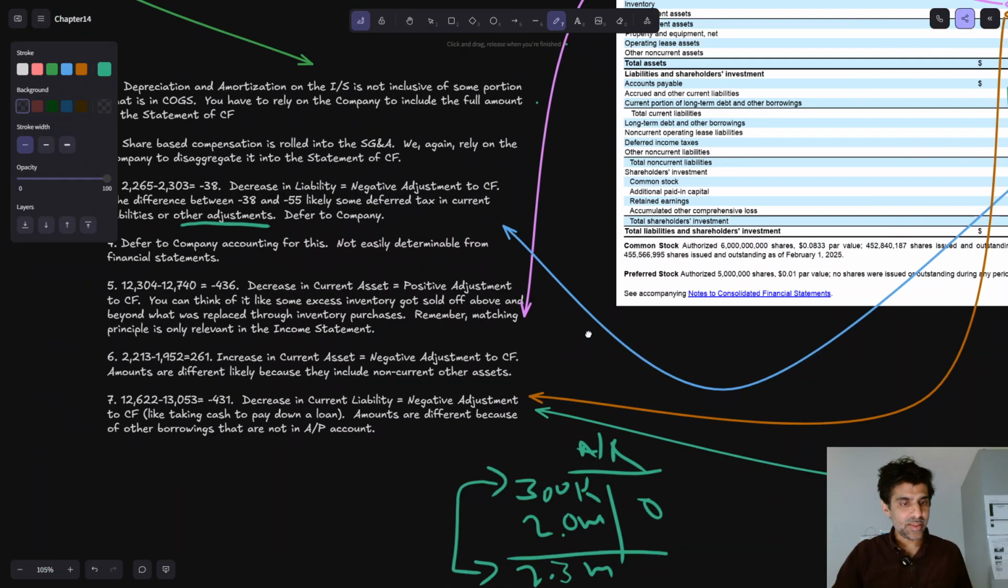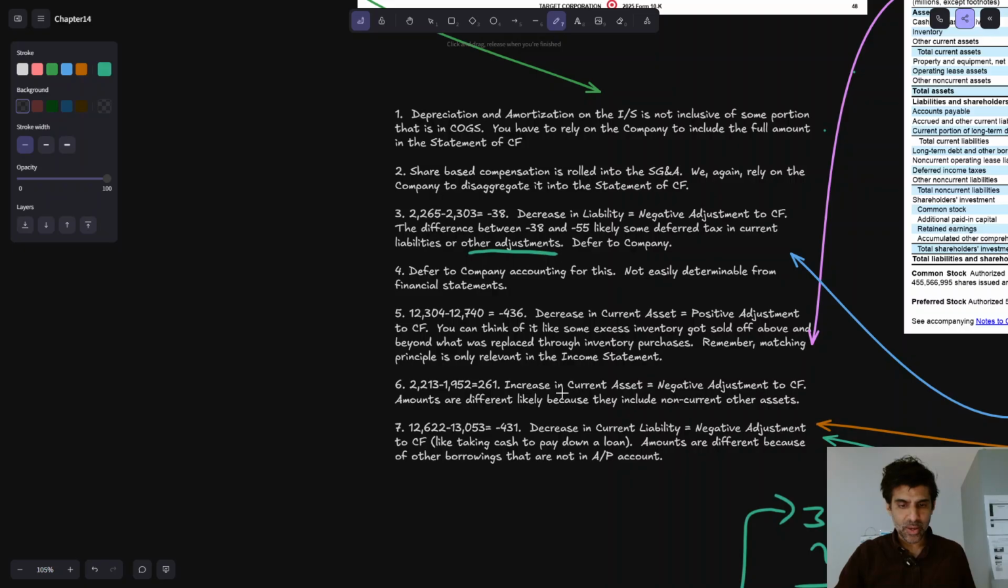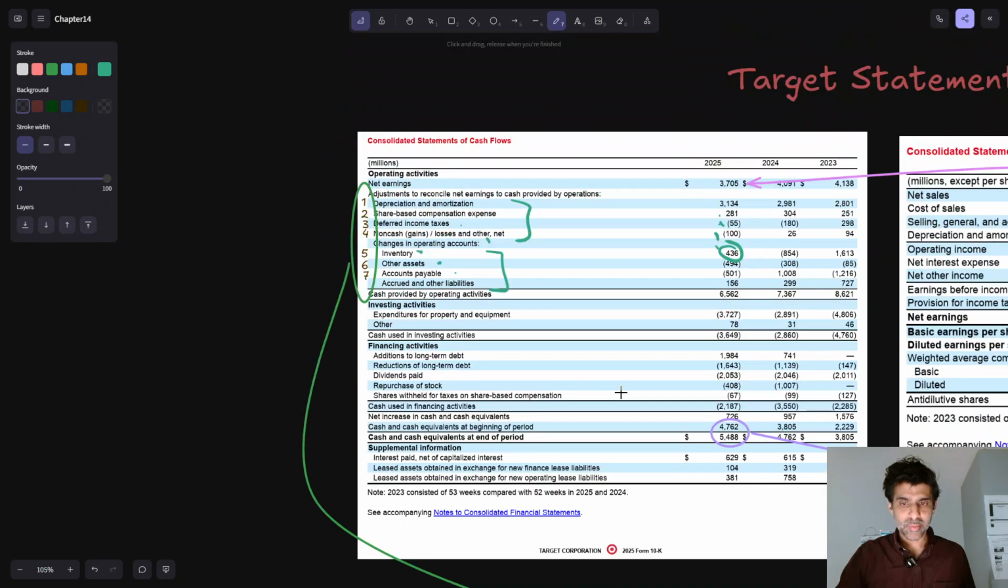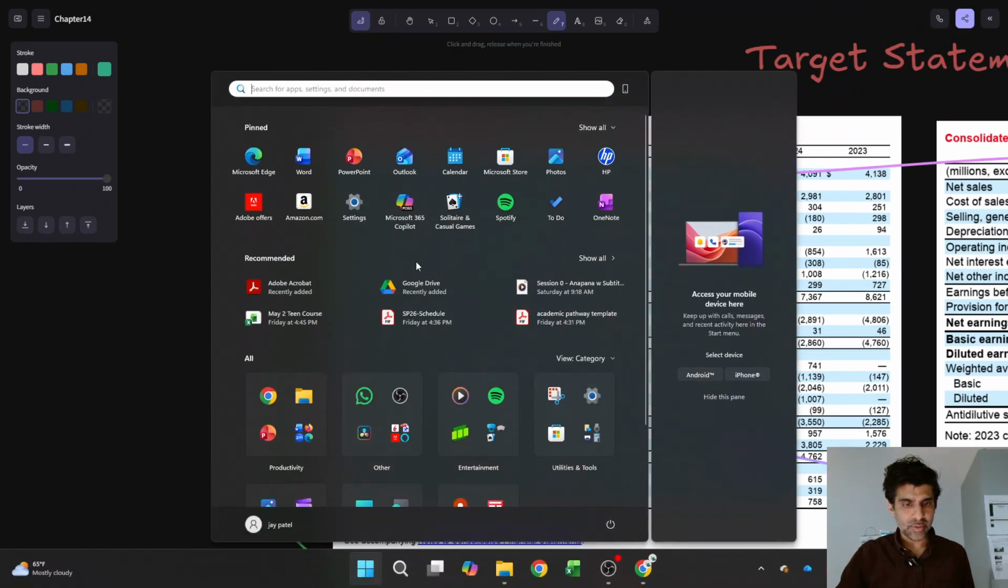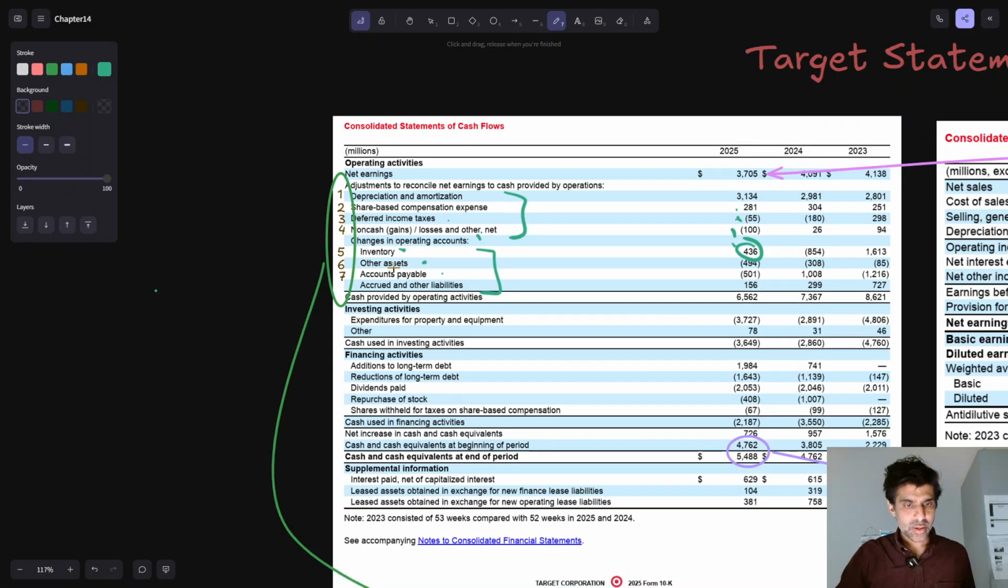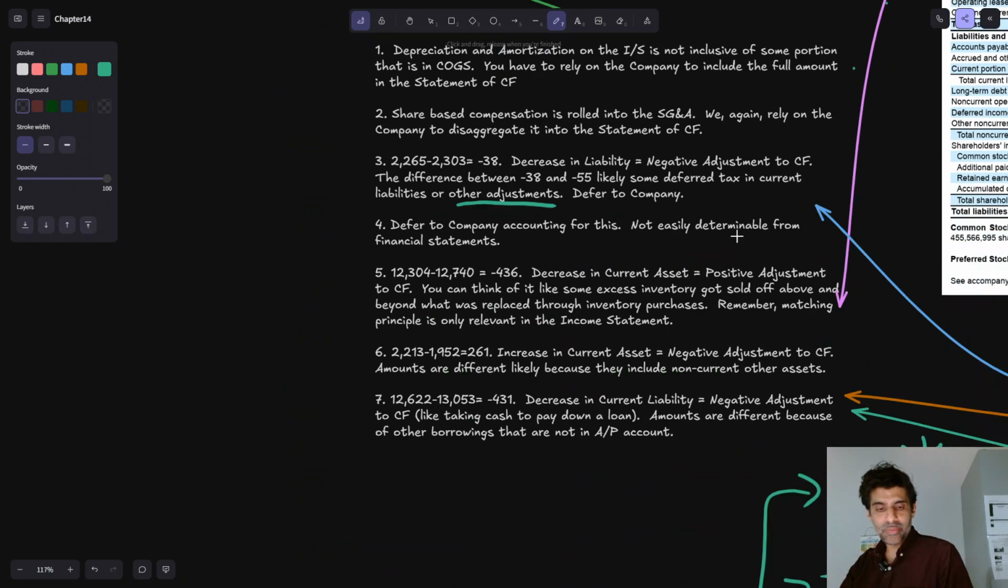So you can see here, an increase in current asset by 261 is a negative adjustment. Other assets is a negative adjustment. Now the amount is different again because there's buried stuff. This one doesn't tie out exactly, so we'd have to dig into the exact details of what it's accounting for, the extra around $200 million.